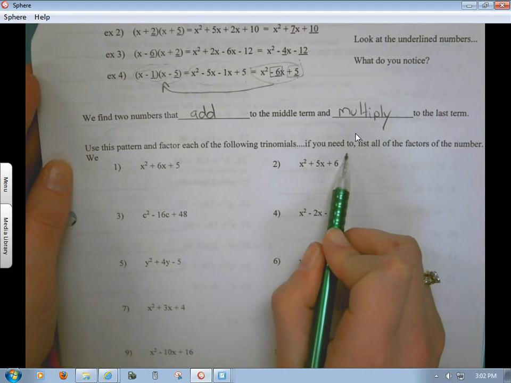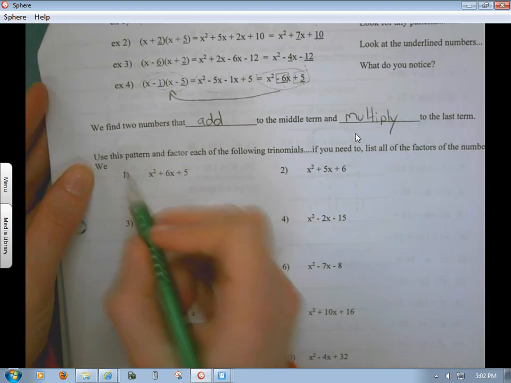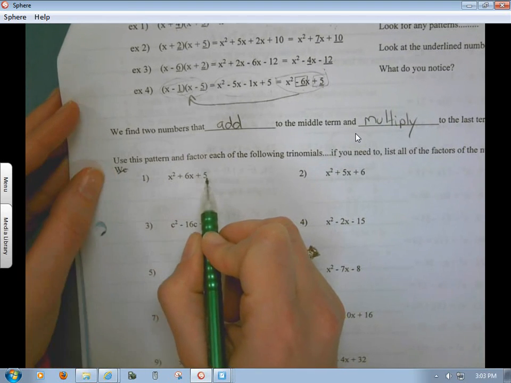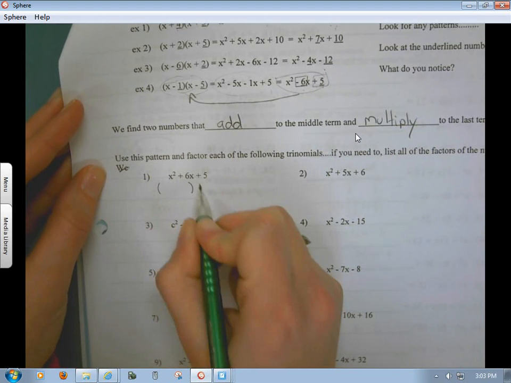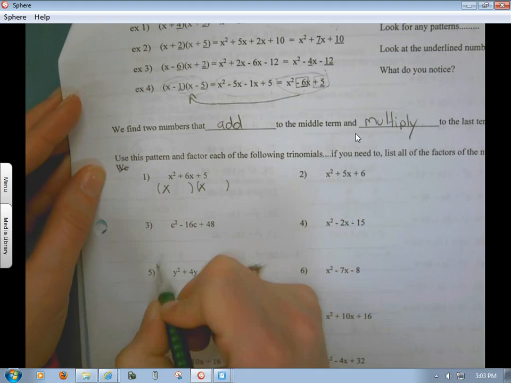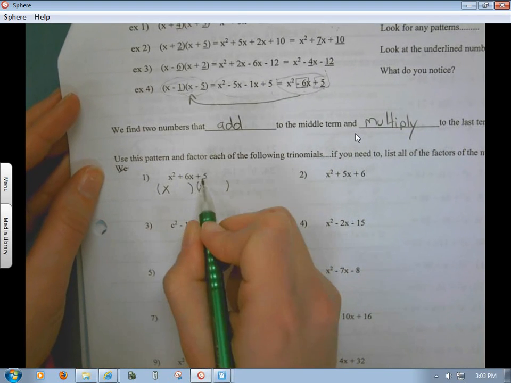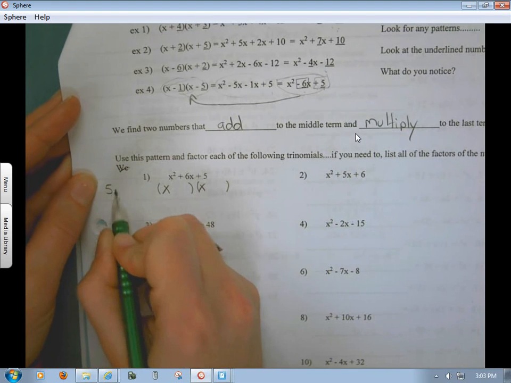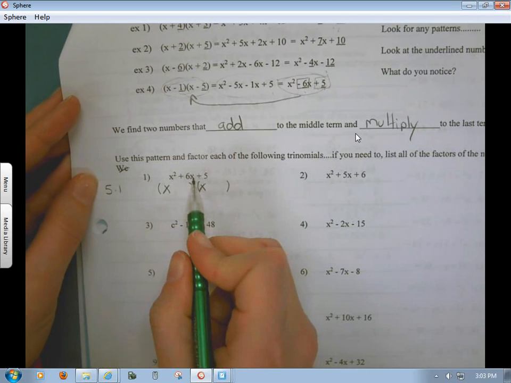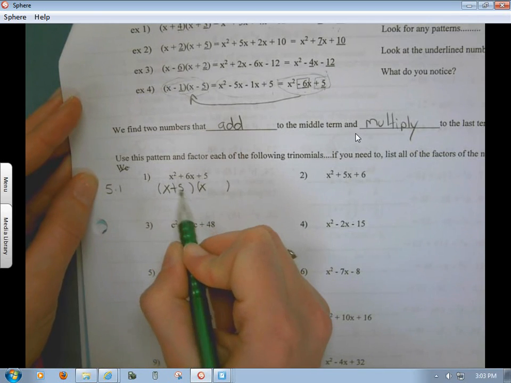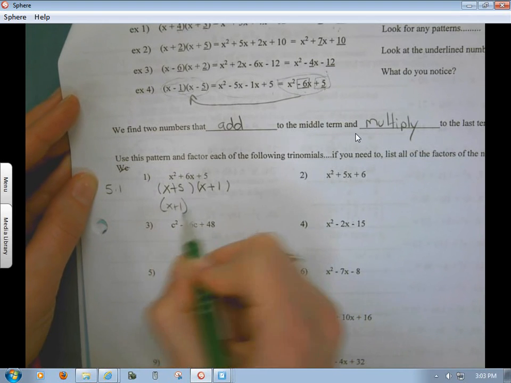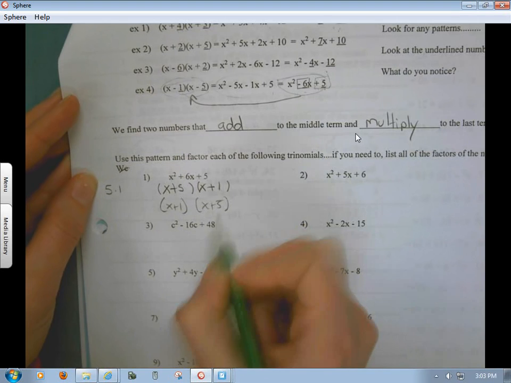It says use this pattern and factor each of the following trinomials. If you need to, list all the factors of the number. So I'm looking at number 1, x squared plus 6x plus 5. I know it's going to factor into a binomial times a binomial. I know that the first term is going to be x, so I can set that up. Then numbers that multiply to give me 5. Well, that's easy. Now I got to think sign-wise, what's going to add to 6? Well, +5 times +1. It does not matter if you put x plus 1 in the first parenthesis and x plus 5 in the second parenthesis. That makes no difference.